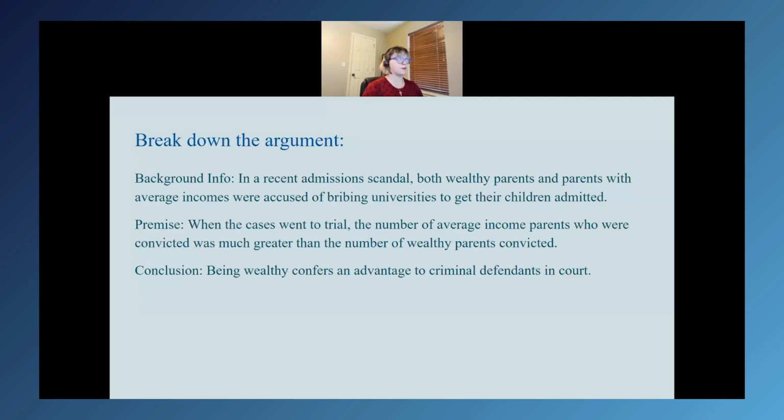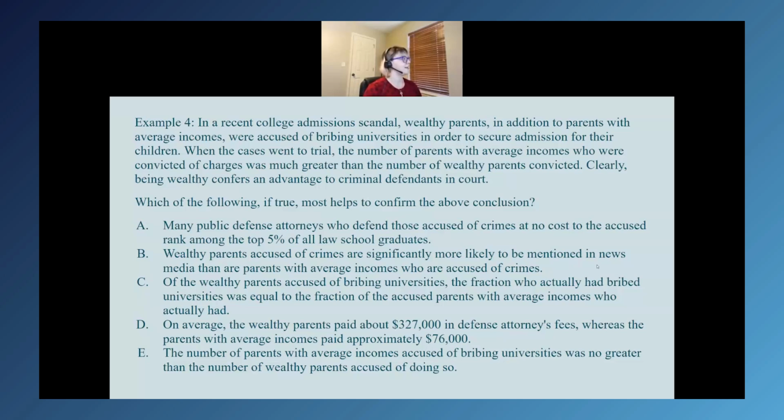So, in a recent admission scandal, there are these two types of parents, wealthy parents and average income parents, that were accused of bribing universities to get their children admitted. When the cases went to trial, the number of average income parents who were convicted was much greater than the number of wealthy parents convicted. Thus, being wealthy confers an advantage to criminal defendants in court. Let's go through our choices.